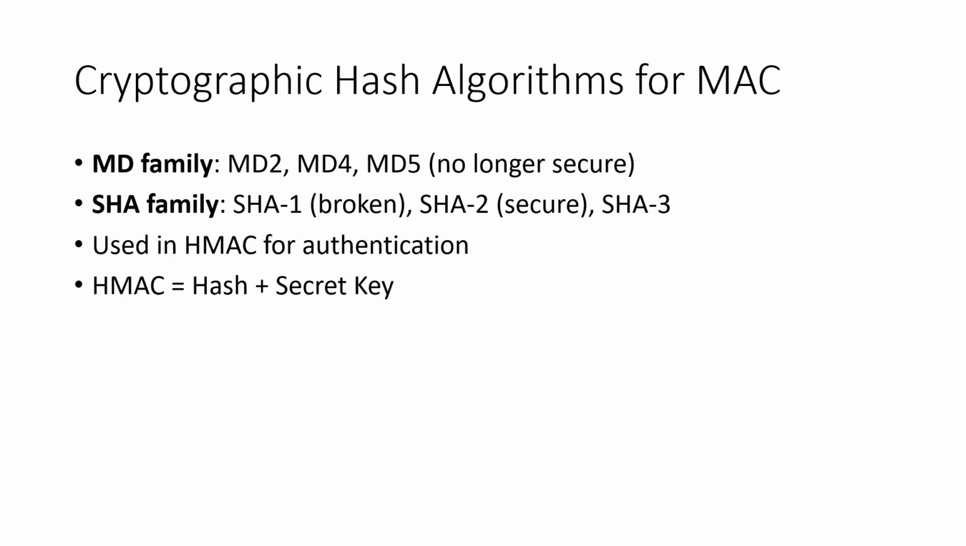Now, to create message authentication codes, we usually use these secure hash functions along with a secret key. And that combination is called HMAC, which is short for hash based message authentication code. It ensures both data integrity and authenticity. In short, older hash functions like MD5 and SHA-1 are now outdated, and we always use SHA-2 or SHA-3 when building secure authentication mechanisms.